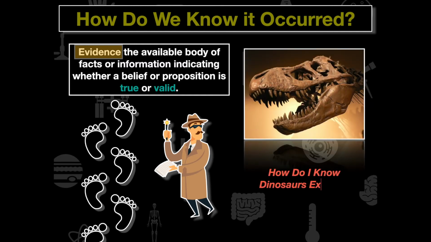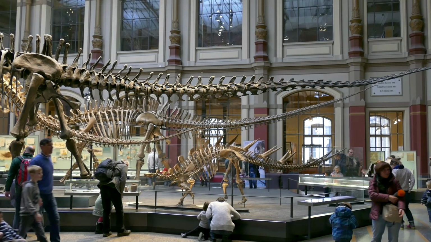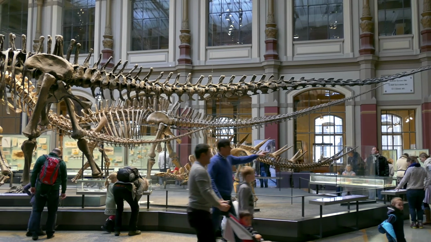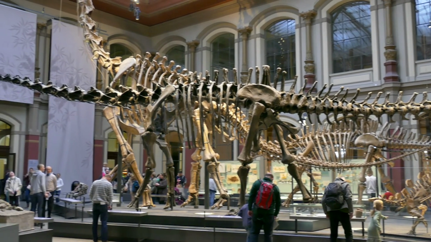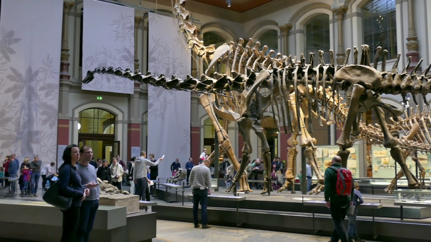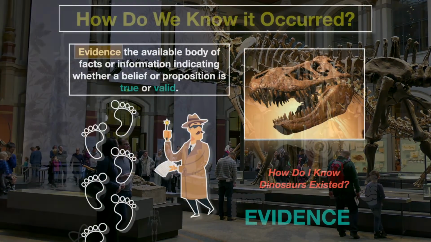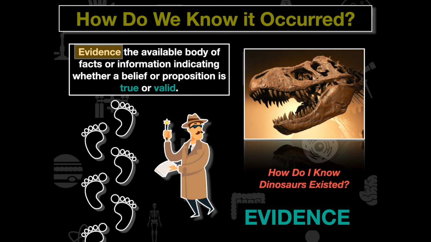And we use evidence to basically prove the existence of dinosaurs. How do I know dinosaurs have existed? Well, based on fossils that we've discovered in geological layers of rock, we can prove that dinosaurs have existed because the remains of their bodies exist. And that is evidence that proves that dinosaurs once roamed the earth.